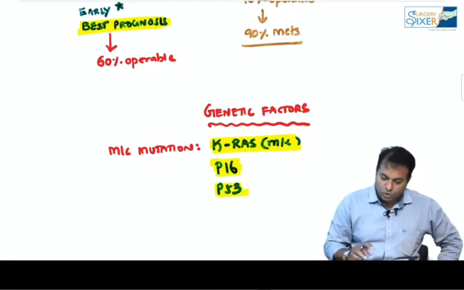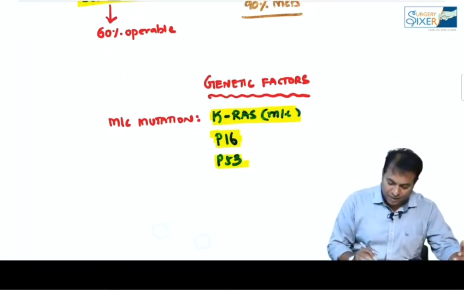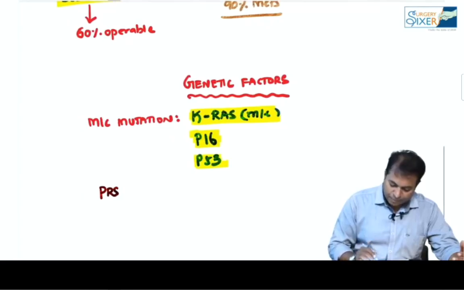And what are the syndromes associated, and what other gene mutations? Hereditary risk factors are associated with the PRSS gene, which corresponds to trypsinogen gene mutation.